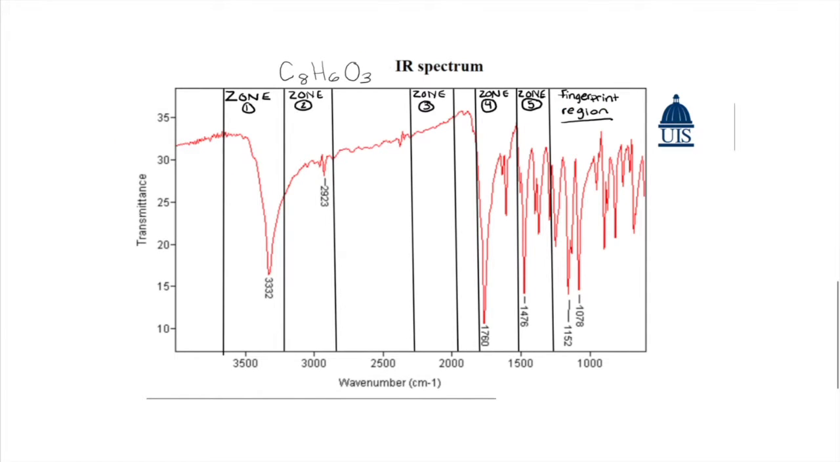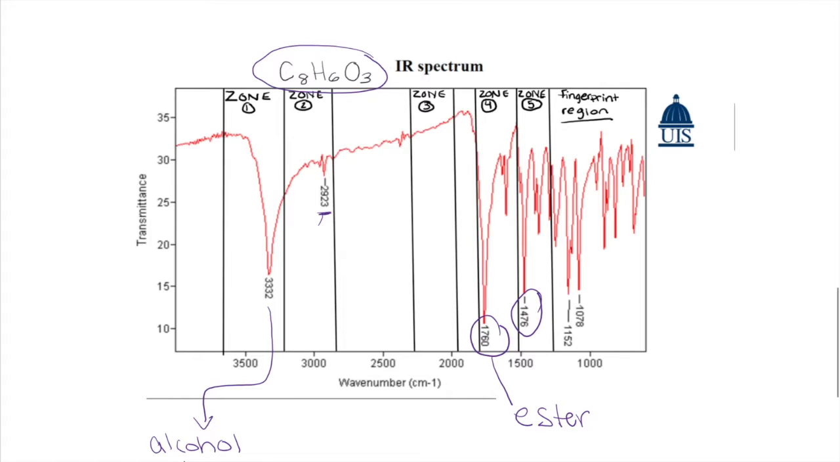So the next graph we're going to do is the infrared spectrum. We have our formula still written up here. And we're going to start working with this first peak from left to right. This is in zone 1. And this tells us we can have an alcohol in our structure or an alkene. This one here tells us we probably have an ester in our structure. And then this one here in zone 5 says that we have some sort of alkane in our structure.